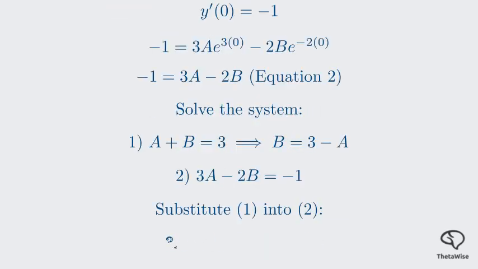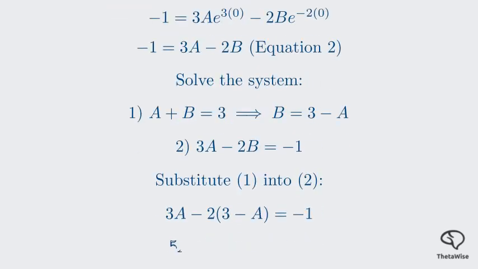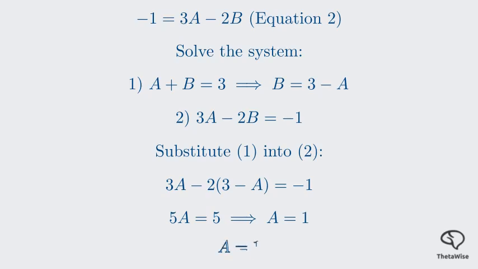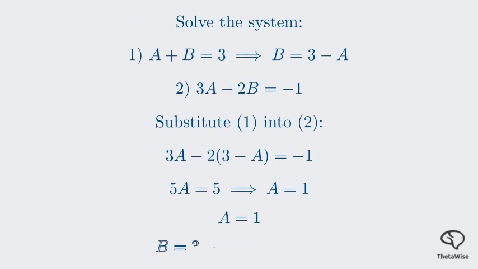From the first equation, we can write b as 3 minus a. Substituting this into the second equation gives negative 1 equals 5a minus 6. Solving for a, we find a equals 1. Substituting back into b equals 3 minus a, we get b equals 2.